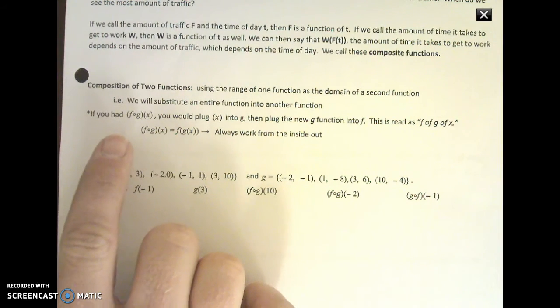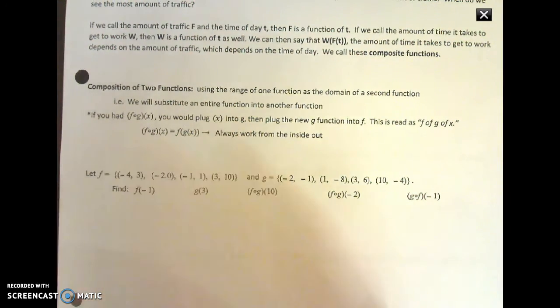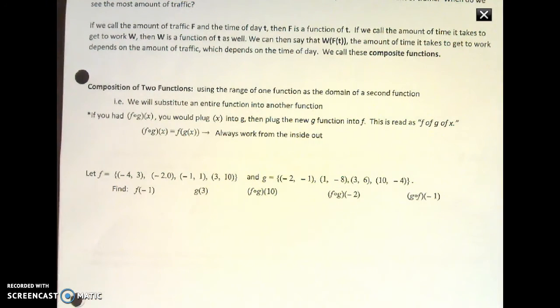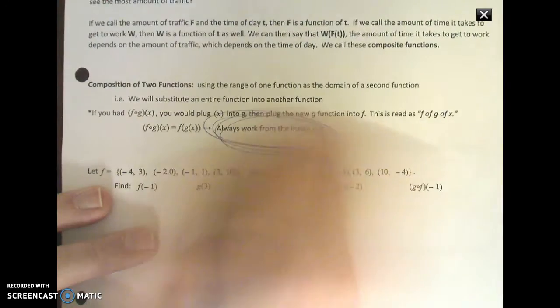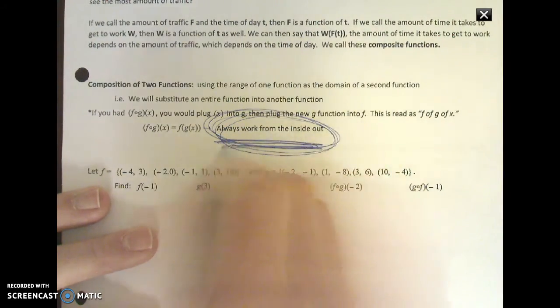If you had f of g of x, that's how we say it. I know it looks like fog, you hear that a lot, but it's just f of g of x. You would plug x into g, then plug the new g function into f. This is read as f of g of x. So always work from the inside out. This is the important thing. You'll hear me say this over and over and over again.